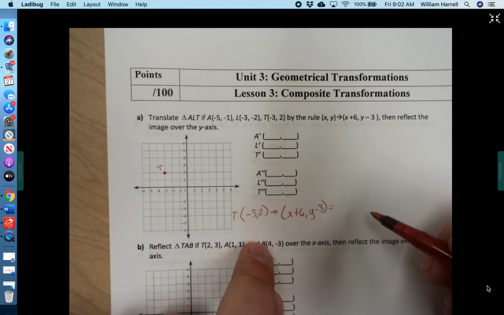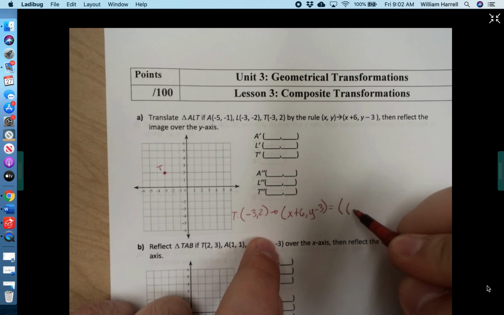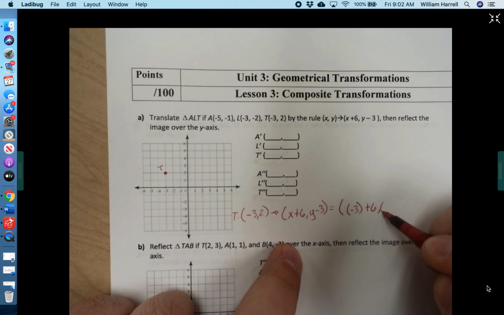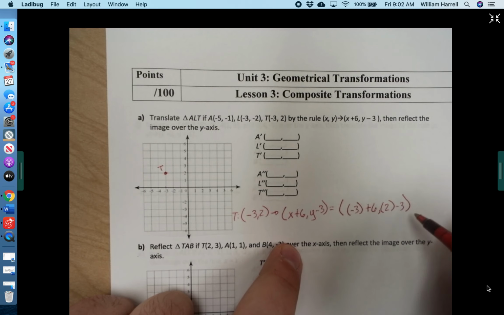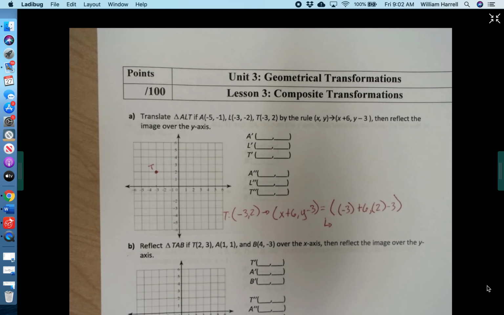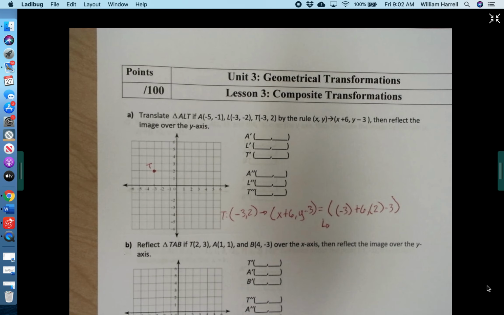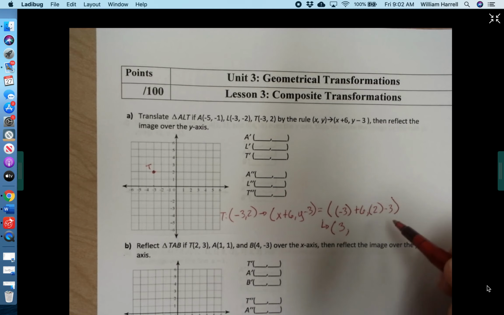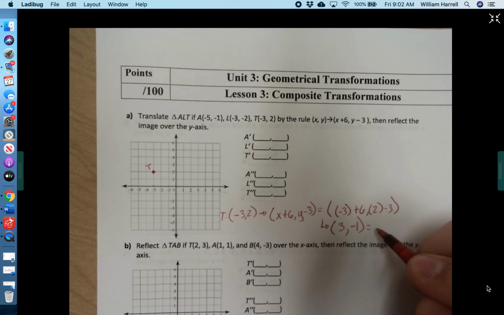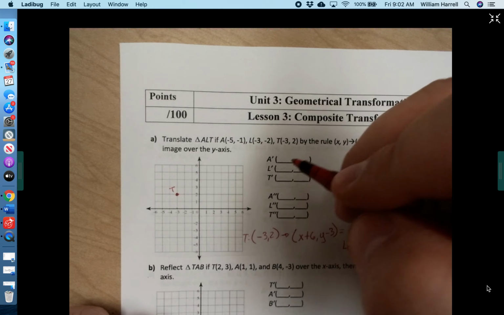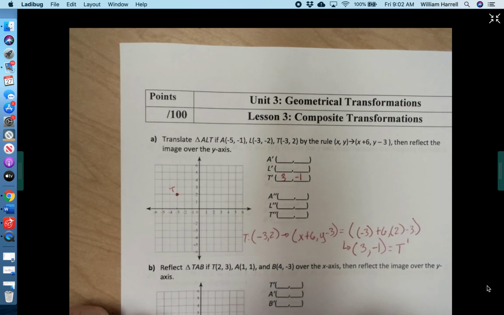That's going to give me -3 plus 6 and then 2 minus 3. So all I do here is plug in the values of my original T. Okay, so -3 plus 6 is 3. 2 minus 3 is -1. This is equal to T prime, or the image of T. So (3, -1).